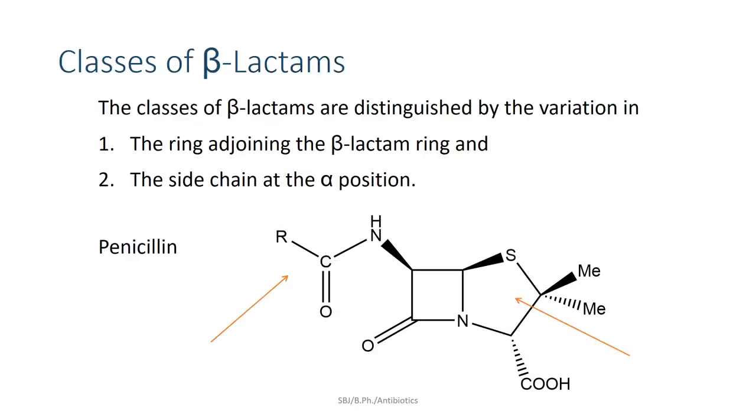The basic structure of beta-lactams consists of a fused beta-lactam ring system and a side chain at alpha position. If you look at the various classes of beta-lactams, you will observe that they have variations in the ring which is fused with the beta-lactam ring and in the side chain at the alpha position.